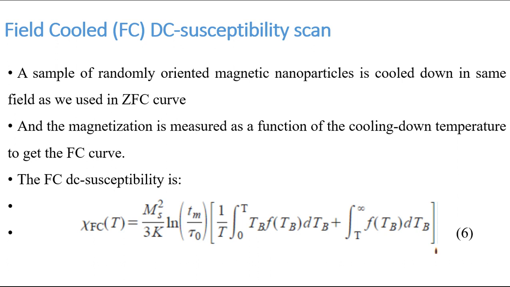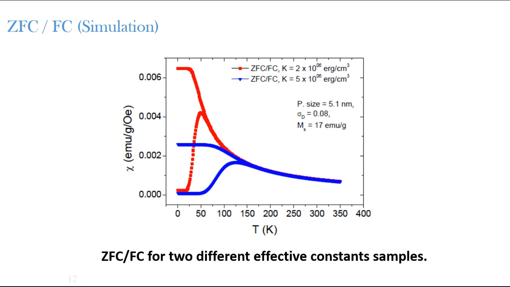That is why it's called field cool curve. It is a similar curve. The field cool DC susceptibility is written in equation number 6, where we have used the f of TB, which is necessary, and we integrate it. So we have two contributions at one time: one at one temperature from superparamagnetic particles, and also from the blocked particles.